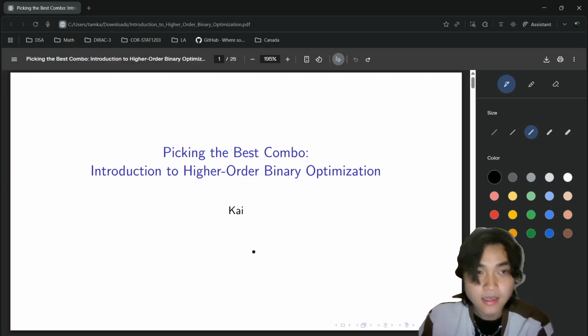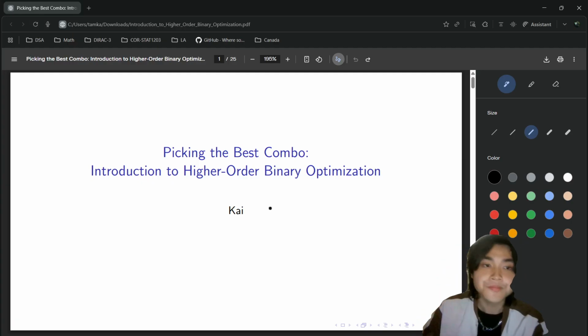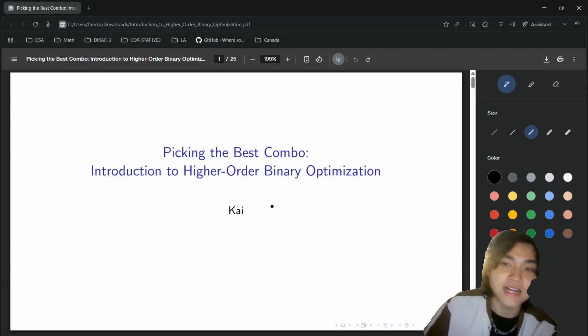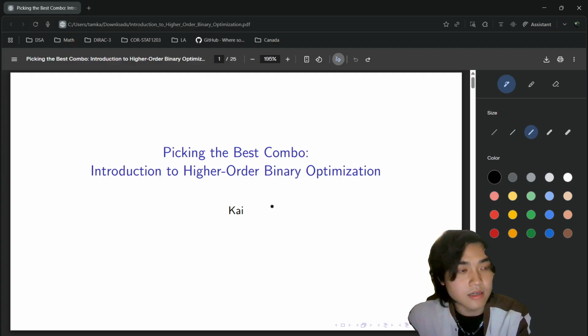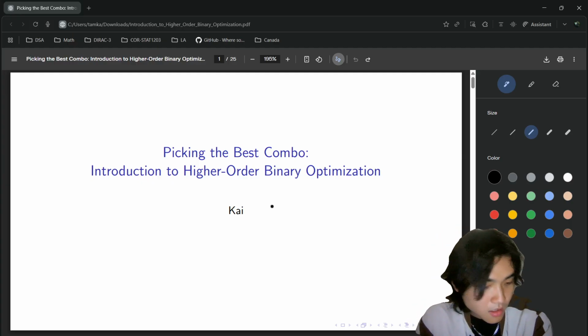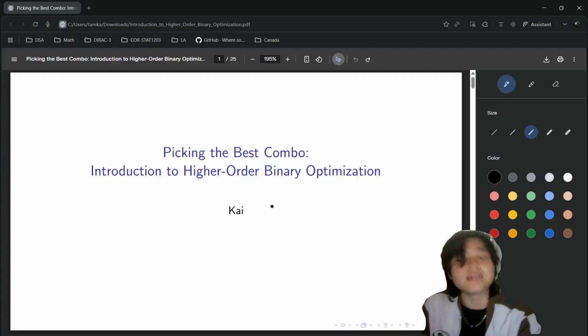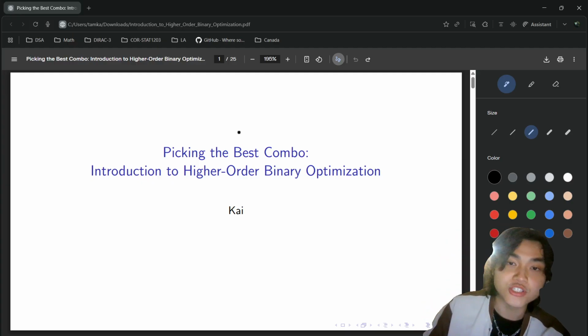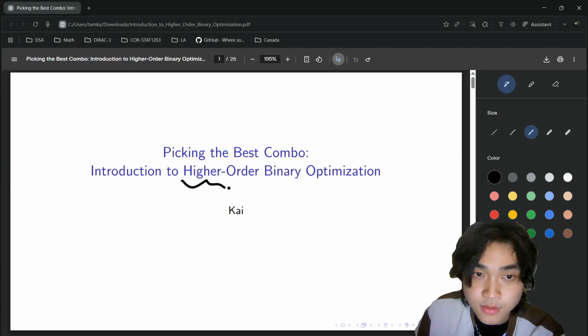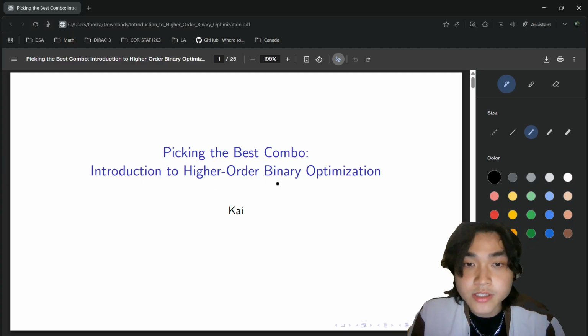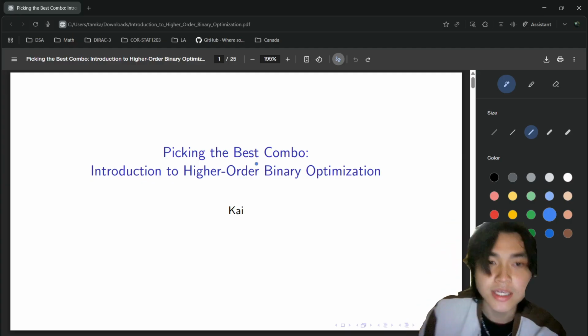Once your understanding of this is clear, it should be quite generalizable towards other AI and ML stuff as well. But what makes this specific optimization that I chose unique is these two things: higher order and binary. So what do they mean?